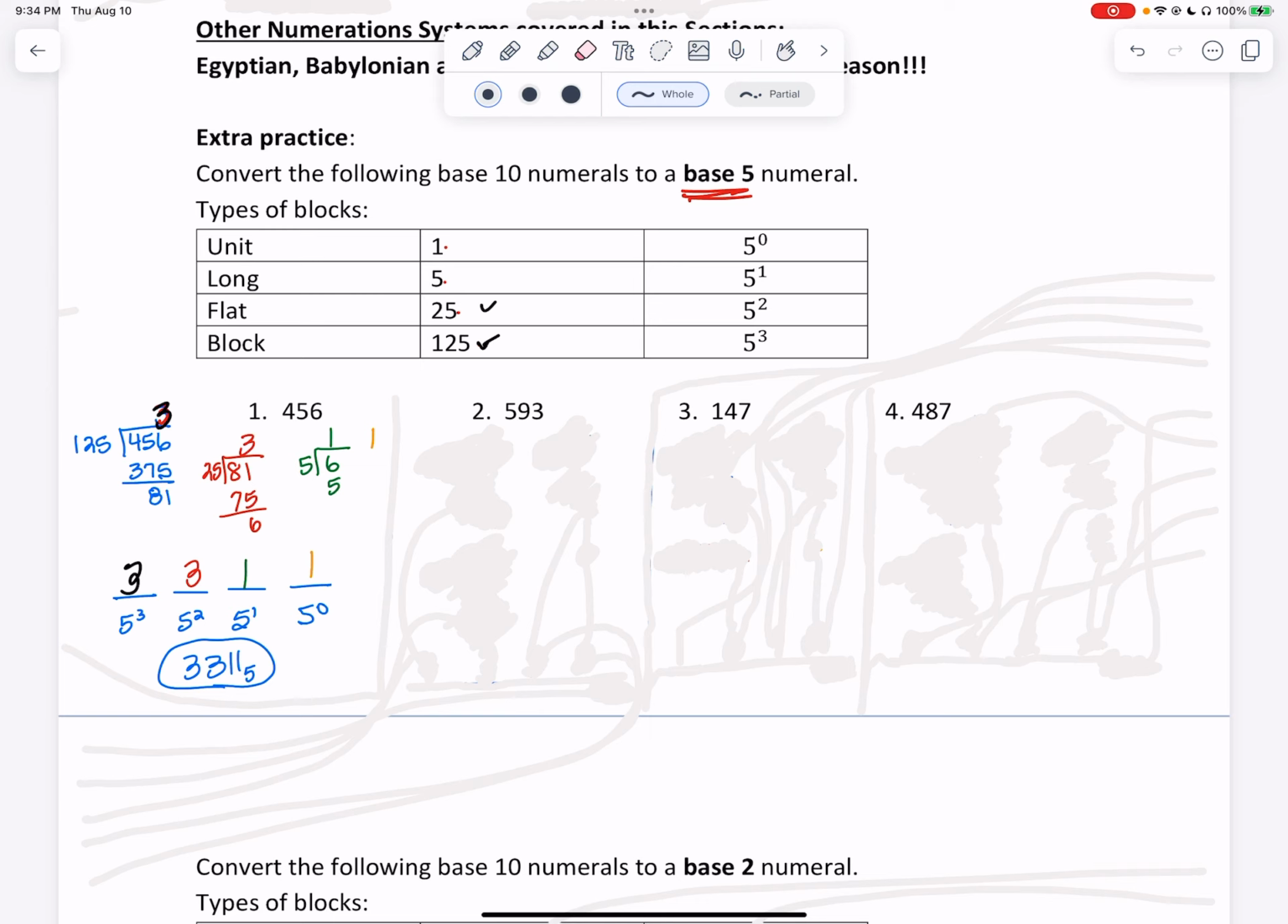I'll do 3 more and then we'll pause this video. Okay, so the next one is 595. Once again, we're going to look at these numbers right here.